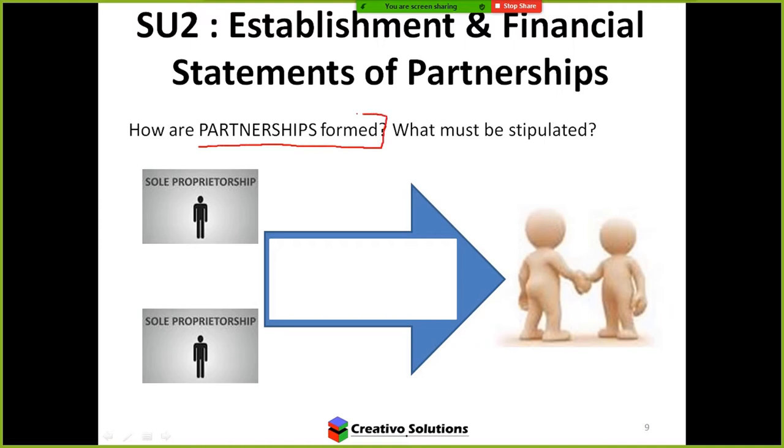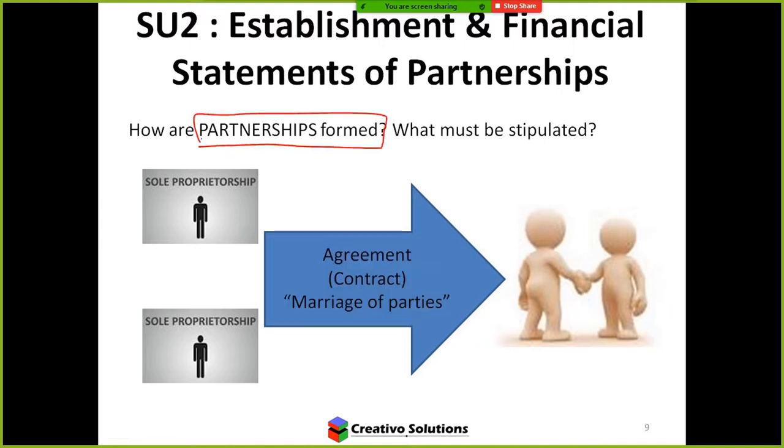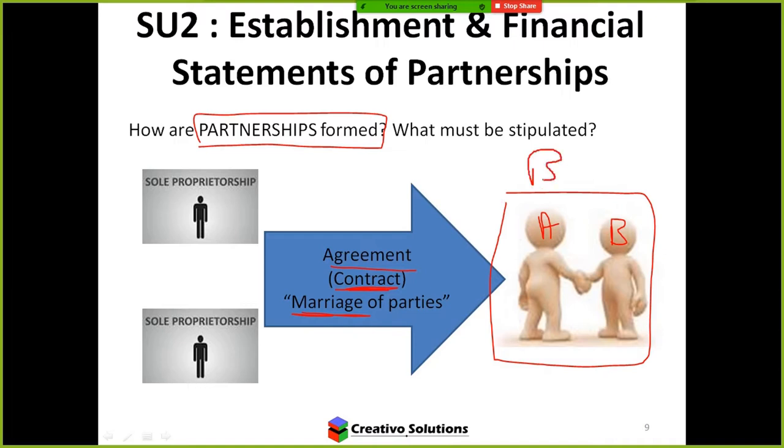How are partnerships formed? Well, if you read the textbook, they talk about this agreement or contract. It's a, inverted commas, marriage of partners. Partner A marries partner B. What do they need to show the marriage? They need a contract. Two separate individuals working together as one. The business is going to be running as one business, not two. Remember, the business is, inverted commas, separate in terms of operations, right?